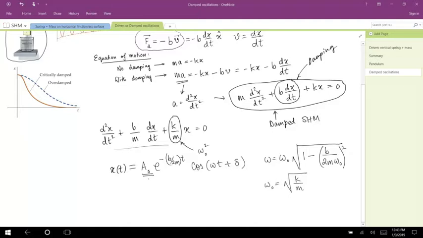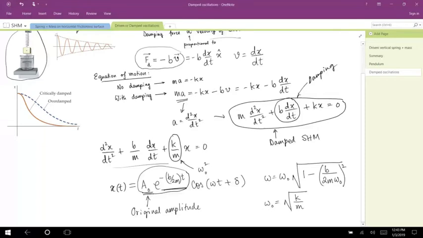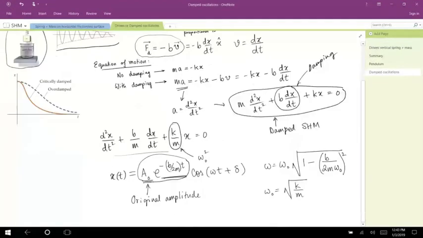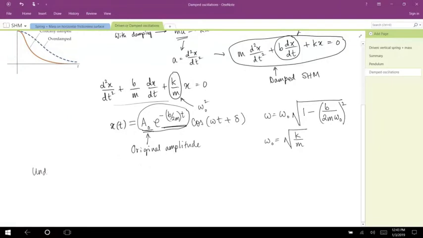Okay, so here this A naught is the original amplitude, and as time goes on, you see that there is this exponential term. So the total amplitude, which is that full quantity A naught times e to the minus b over 2m t, is going to slowly go down with time, and that's what you're seeing in this particular picture. The x is oscillating, but the amplitude of x is going down with every full period of oscillation. Okay, so this is an example of what is called an underdamped oscillation.